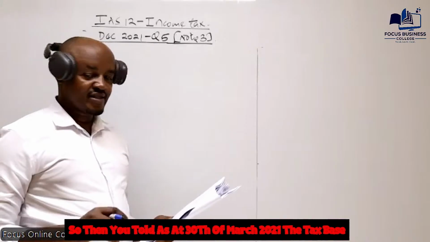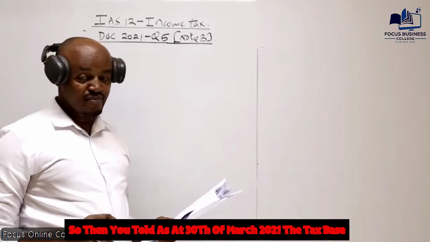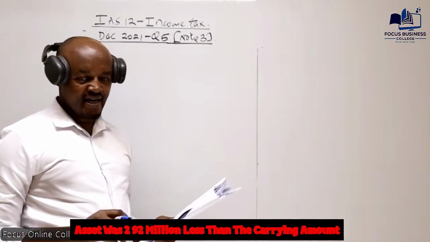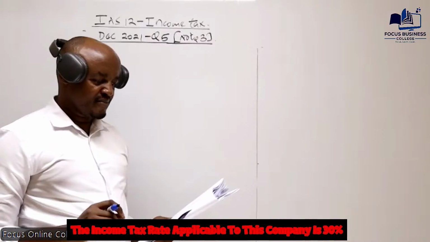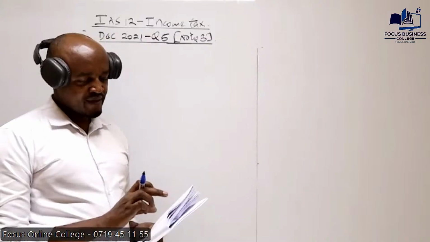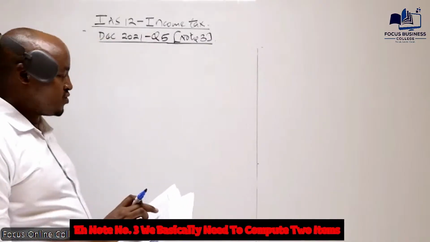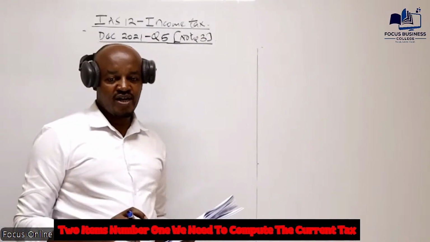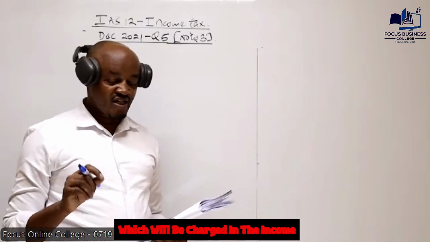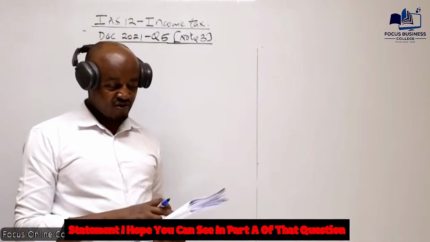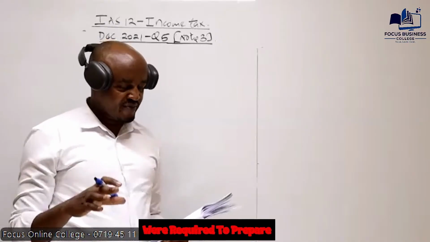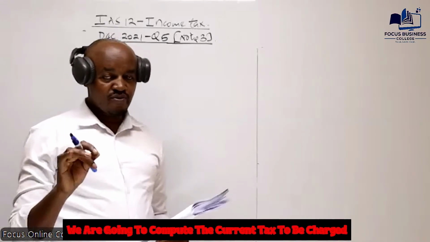So then you're told at 31st of March 2021, the tax base of Bawabu Limited net assets was 292 million less than the carrying amount. The income tax rate applicable to this company is 30%. Now, as far as note number 3 is concerned, we basically need to compute two items. Number 1, we need to compute the current tax, which will be charged in the income statement. I hope you can see in part A of that question, the candidates were required to prepare the statement of profit or loss. We are going to compute the current tax.